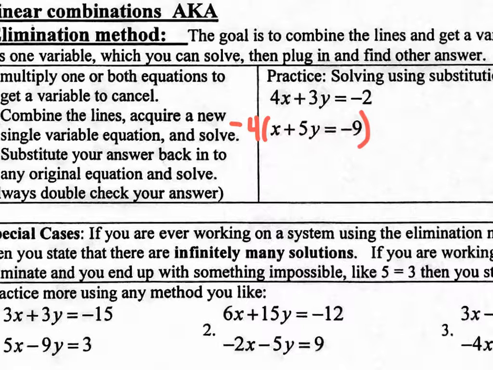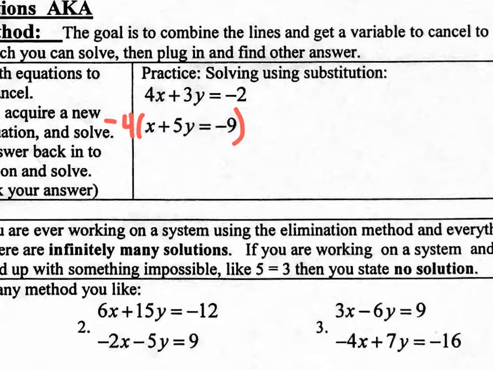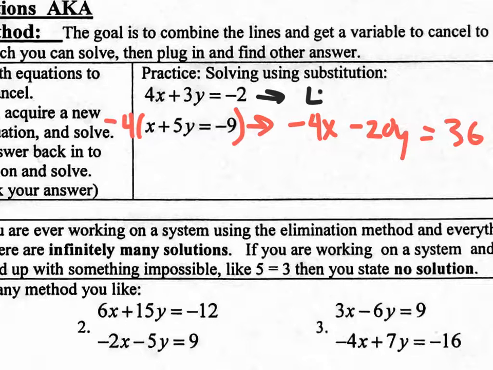And this is just for my information. So if I ever need to look back to see what work I was doing, I know that this bottom equation got changed by multiplying by negative 4. So negative 4 times x is negative 4x. Negative 4 times positive 5y is negative 20y. And negative 4 times negative 9 is positive 36. Yay? Okay. If we take a look at the top equation, it's already set up because I'm not going to do anything to it because the first term is already a 4x. You already have a plus 3y right there equals negative 2.